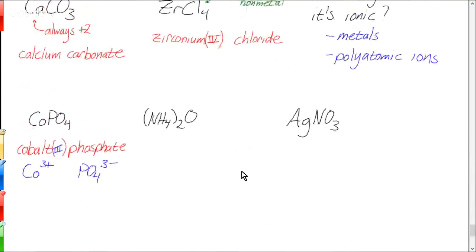All right, let's look at our next one. So now we have all non-metals. So this looks like maybe it could not be ionic. So what's the clue that this is actually an ionic compound? Polyatomic. Yeah, it's a polyatomic ion. It's got ammonium in it, NH4, right in that formula. So that's the clue that tells you that this one is actually ionic, even though it's made exclusively from non-metals.